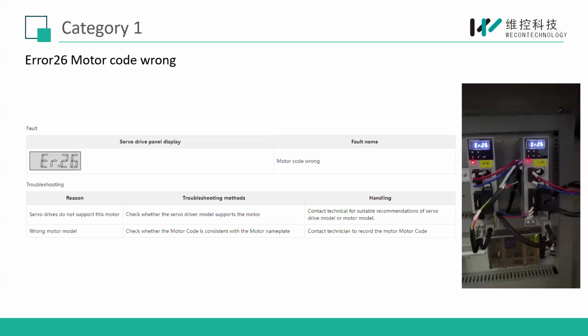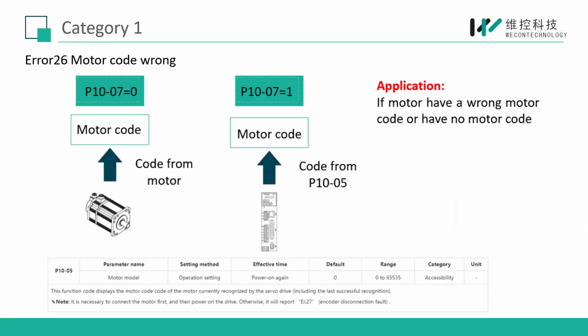And the next error is error 26. This error means the motor code is wrong. In our last class yesterday, I said this error will happen if there is a wrong motor code or no motor code. So for this error, we can use our manual motor code setting function to solve it. And the steps to set it are here.